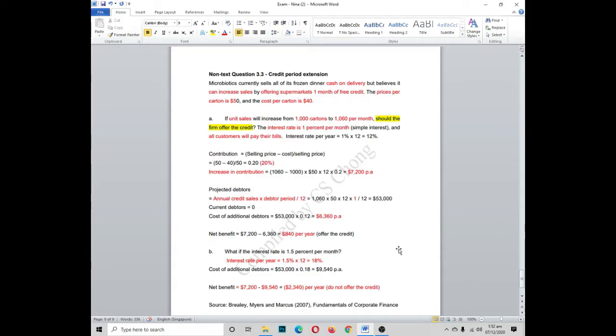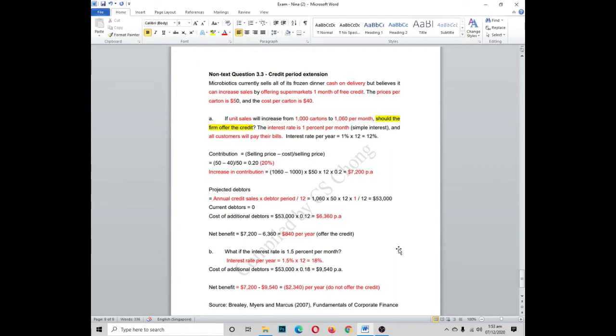Today's topic of discussion is how to manage accounts receivable while extending the credit period. Here is an example of how to solve questions while extending the credit period. Microbiotics currently sells all of its frozen dinners cash on delivery, but believes it can increase sales by offering supermarkets 1 month of free credit. The price per carton is $50 and the cost per carton is $40. This is the basic statement of the question.